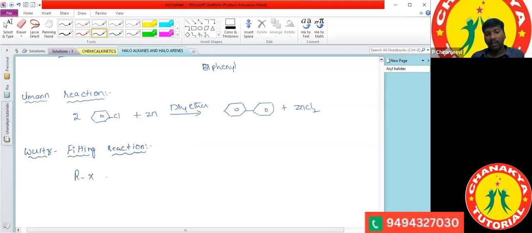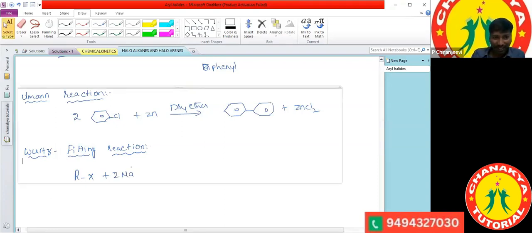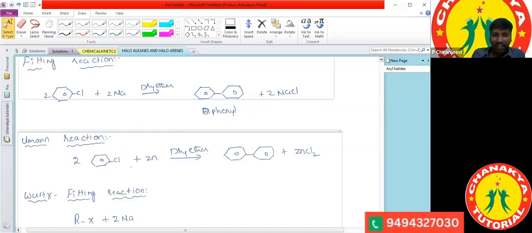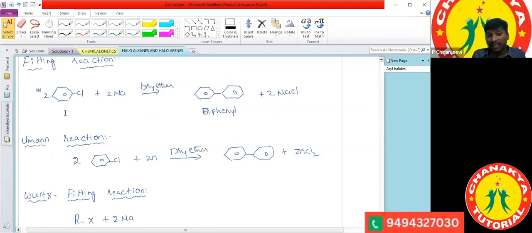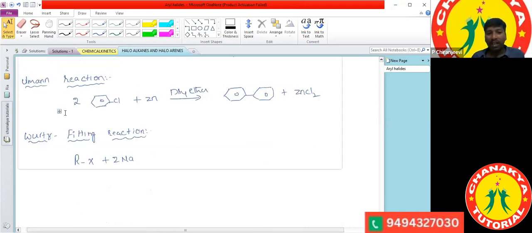And in the Fittig reaction, what are the reactants we had taken? Here only we had seen the Fittig reaction. Sodium metal and chloride. Which chloride? Chlorobenzene. We had taken chlorobenzene, that means haloarene. That we can call a haloarene.